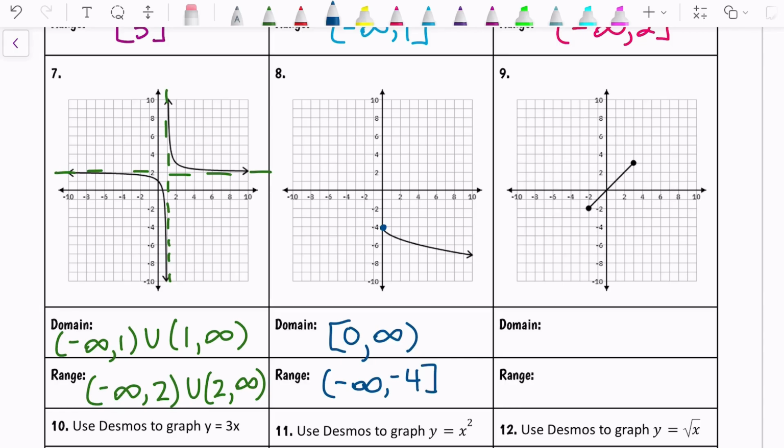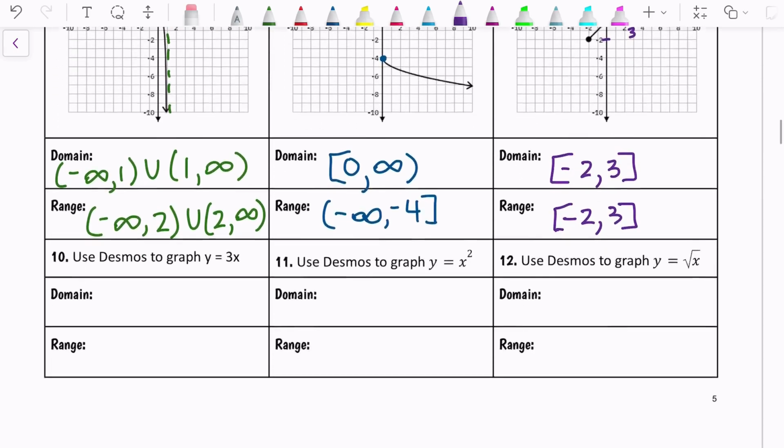Number 9, left to negative 2, right to 3. Range down to negative 2, up to 3 again. All in brackets because of closed dots.